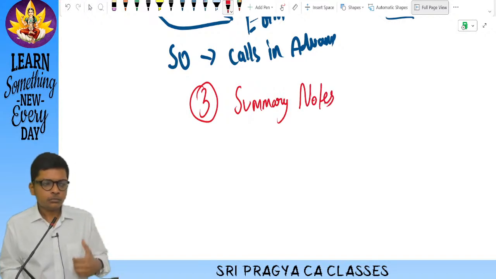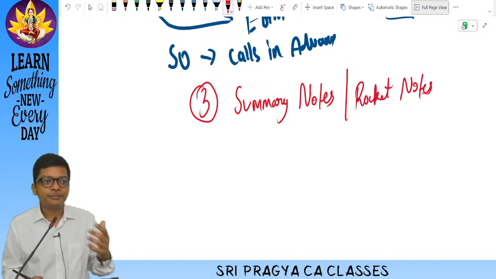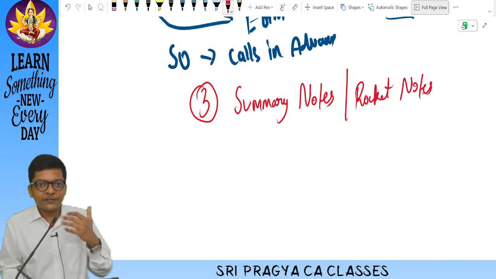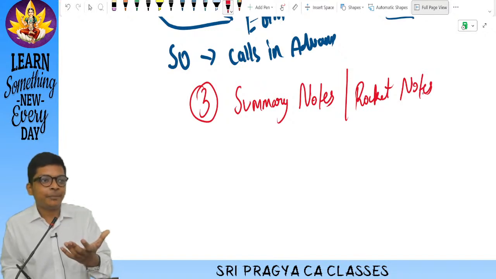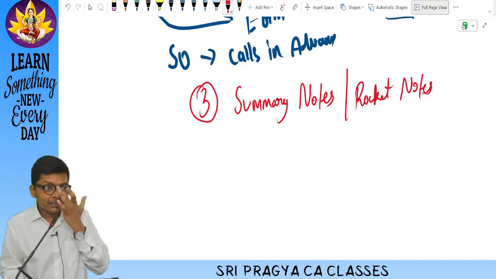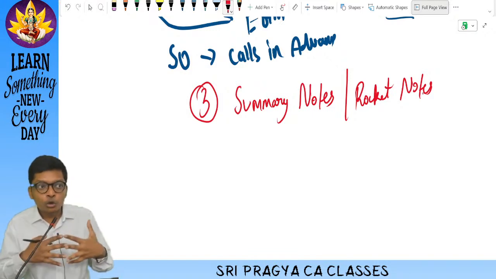summary notes, or we can call it rocket notes. I haven't given it a name. Last batch I called it summary notes. I'm still thinking of giving it a name. Rocket notes, summary notes. If you have a better name, once we start the chapters, give me options. Okay, this is mandatory and this we will do in the class together.